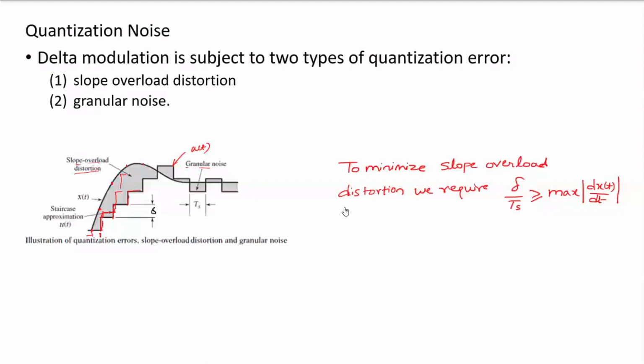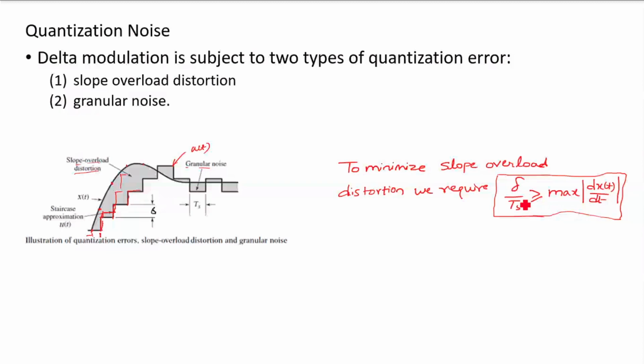To eliminate the slope overload distortion, we need this ratio: delta, the step size, divided by Ts, the sampling interval, must be greater than or equal to the maximum slope of the signal. So this is what is required. You need to have delta by Ts much greater than the maximum of dx by dt.